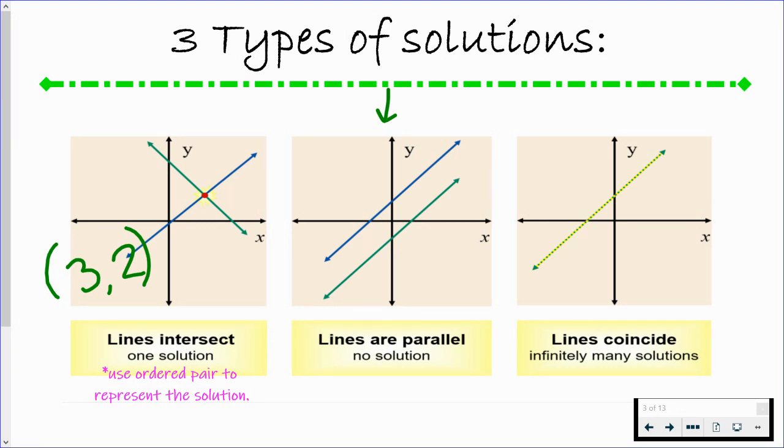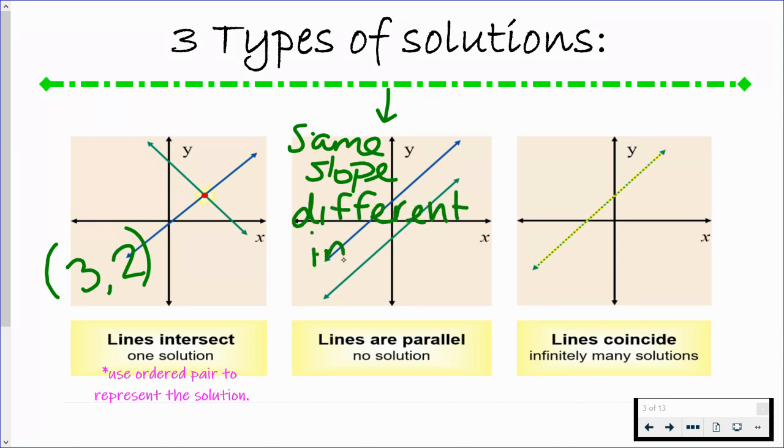And just a heads up, if the lines are parallel, you're going to find that these lines have the same slope, but different intercepts. Actually, I should really say different y-intercepts. So always remember, if the 2 lines are parallel, your equations are going to look in this pattern. They're going to have the same slope, but different y-intercepts.